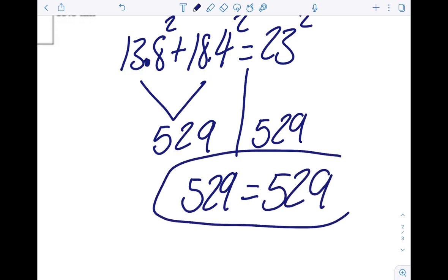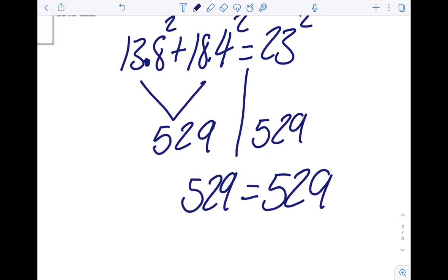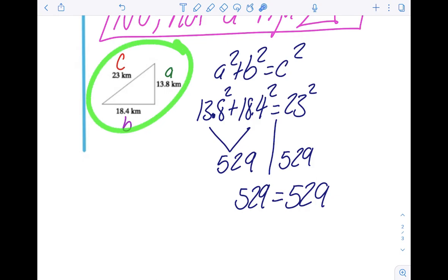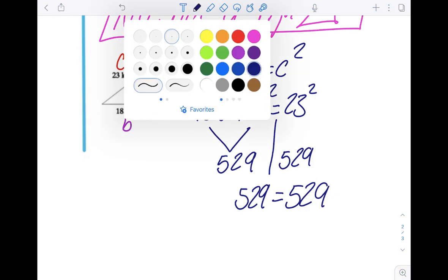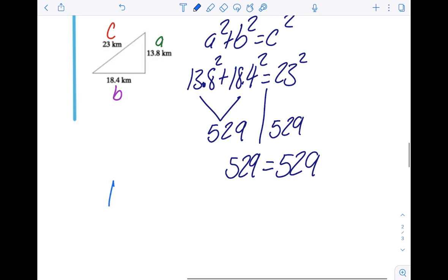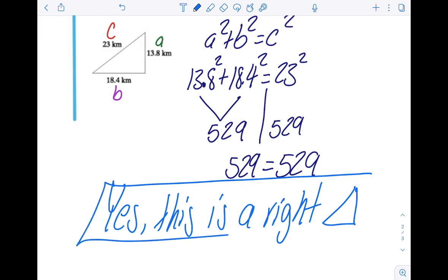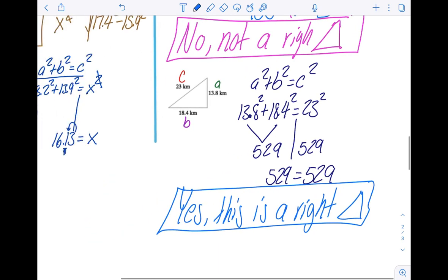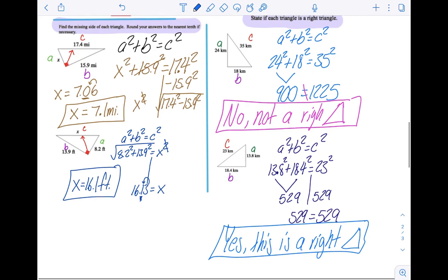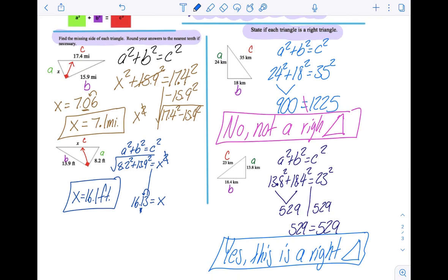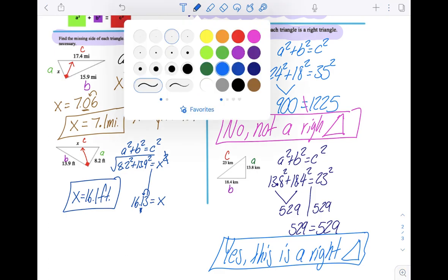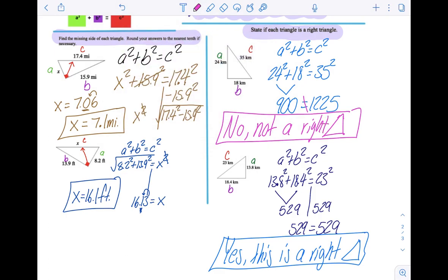This is absolutely true for sure. So does this represent a right triangle? Absolutely it does. The answer here is yes. Look at that, yes, this is a right triangle. And there you go. That's how you do the second group of questions in your assignment. And I spelled right wrong here. You guys are probably going to catch that.